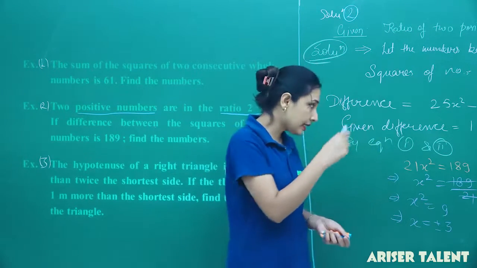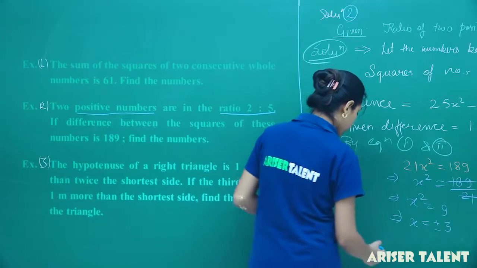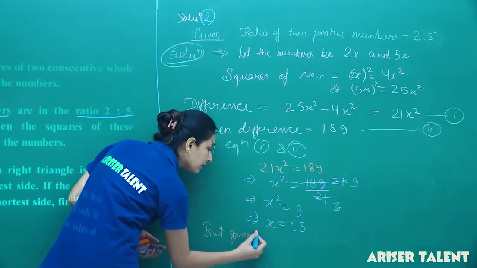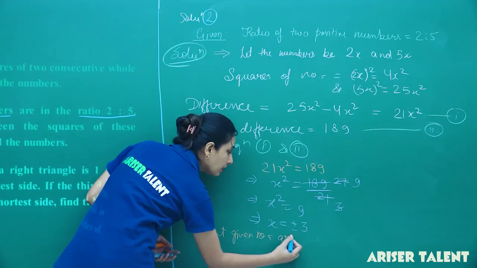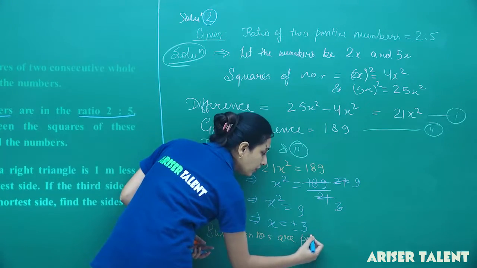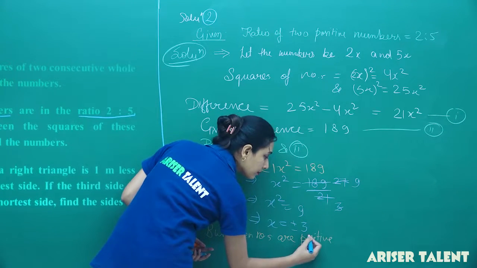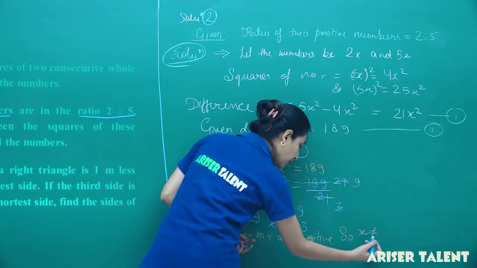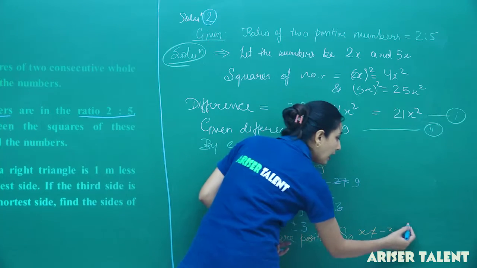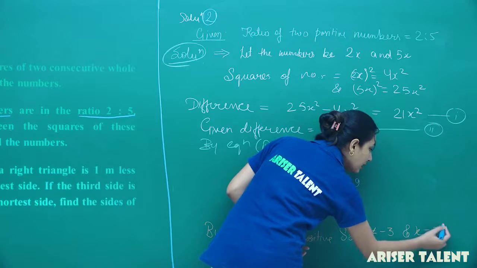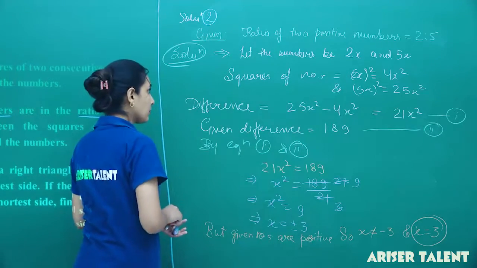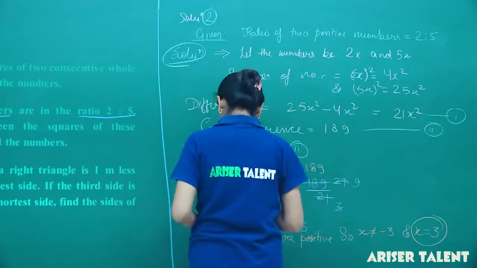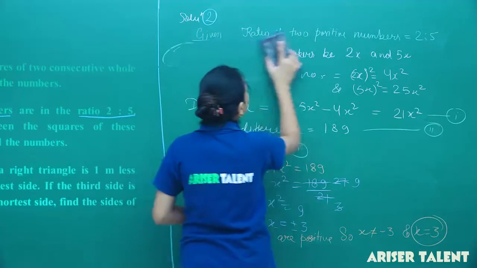So, students, come this side. But the given numbers are positive, so x will not be equal to minus 3 and x will be equal to 3, that is plus 3. Okay, so come this side. Now I'll be removing this part, right? This portion.